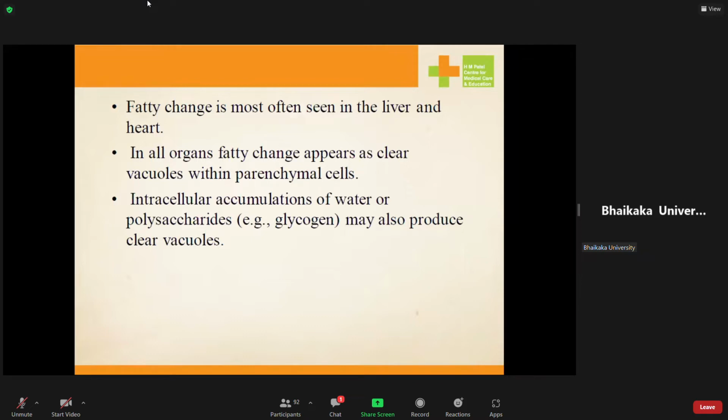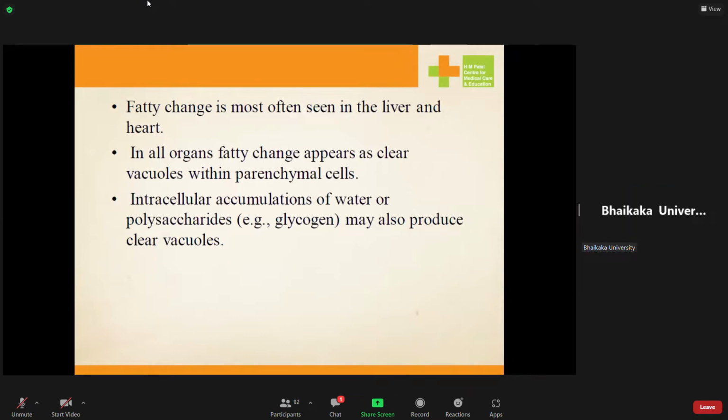For demonstration of fat within the tissue, a special stain is used, and that is the Sudan stain, oil red O and osmic acid. If we do Sudan stain, it gives black color if fat is present. Oil red O gives red color to the fat droplets, and osmic acid also gives red color to the fat droplets.